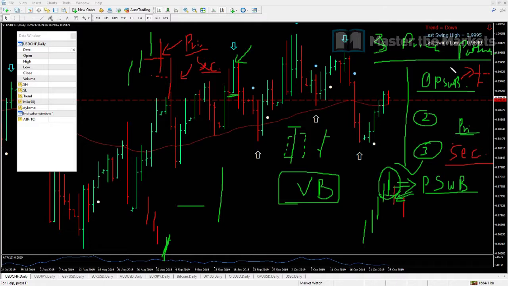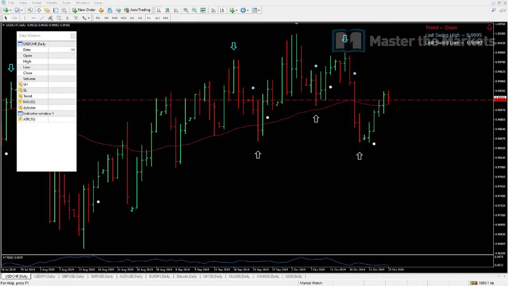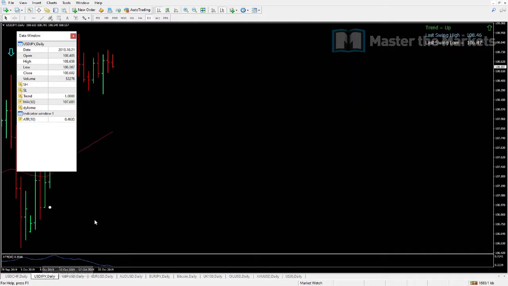First, the top one that starts off the selling or the buying is a PSWB, followed by the primary, which takes out the high or the low of the PSWB, then followed by the secondary, which will take out the low or the high of the primary, whichever direction you are looking at. Okay, great. So that's on the topic. Go and digest that information.